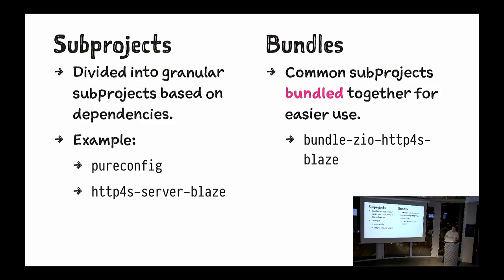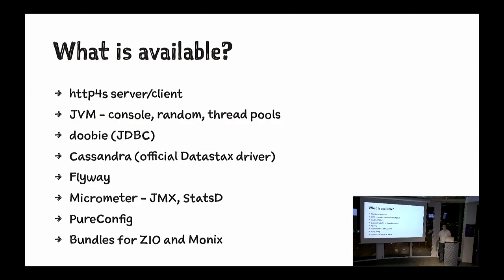So yeah, I've mentioned some of these. So what's available in the project? We have sub-projects for HTTP4s server and client. We do have some stuff for JVM, like console, random number generation, and execution contexts. We do have Doobie support, which means you can access any relational database. We have support for Cassandra over the official DataStax driver. We support Flyway for database migrations, Micrometer, which is a pretty well-known library for monitoring applications, pure config for the configuration, and we have bundles for ZIO and Monix.